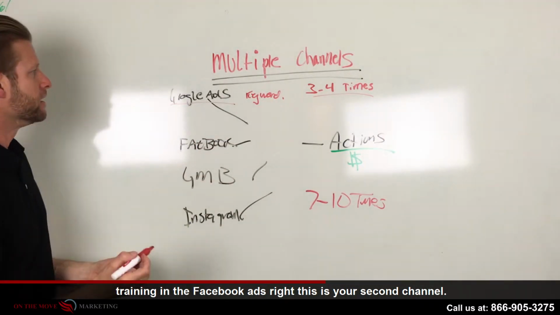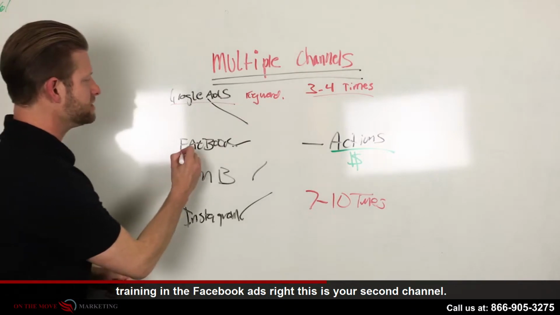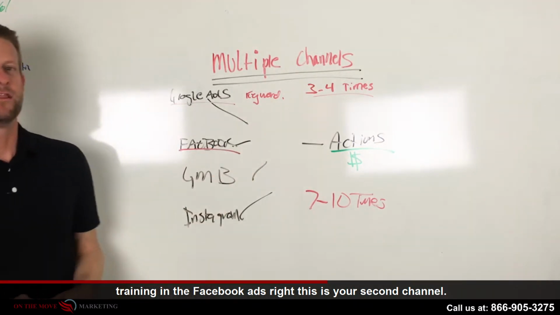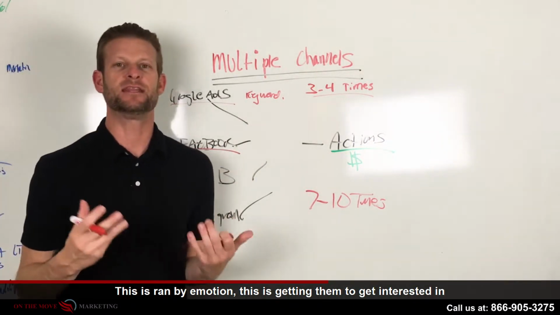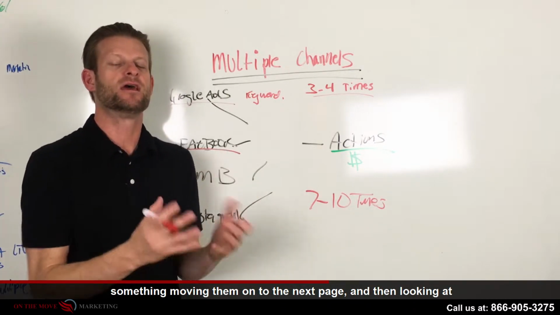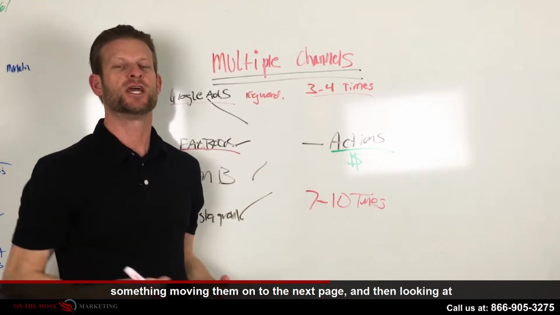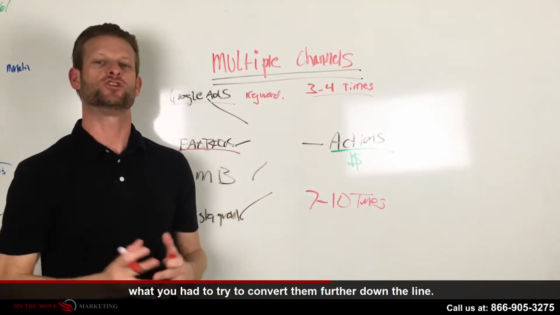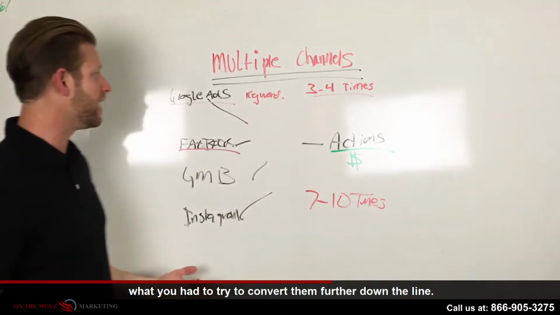In the Facebook ads, this is your second channel. This is run by emotion. This is getting them interested in something, moving them on to the next page, and then looking at what you have to try to convert them further down the line.